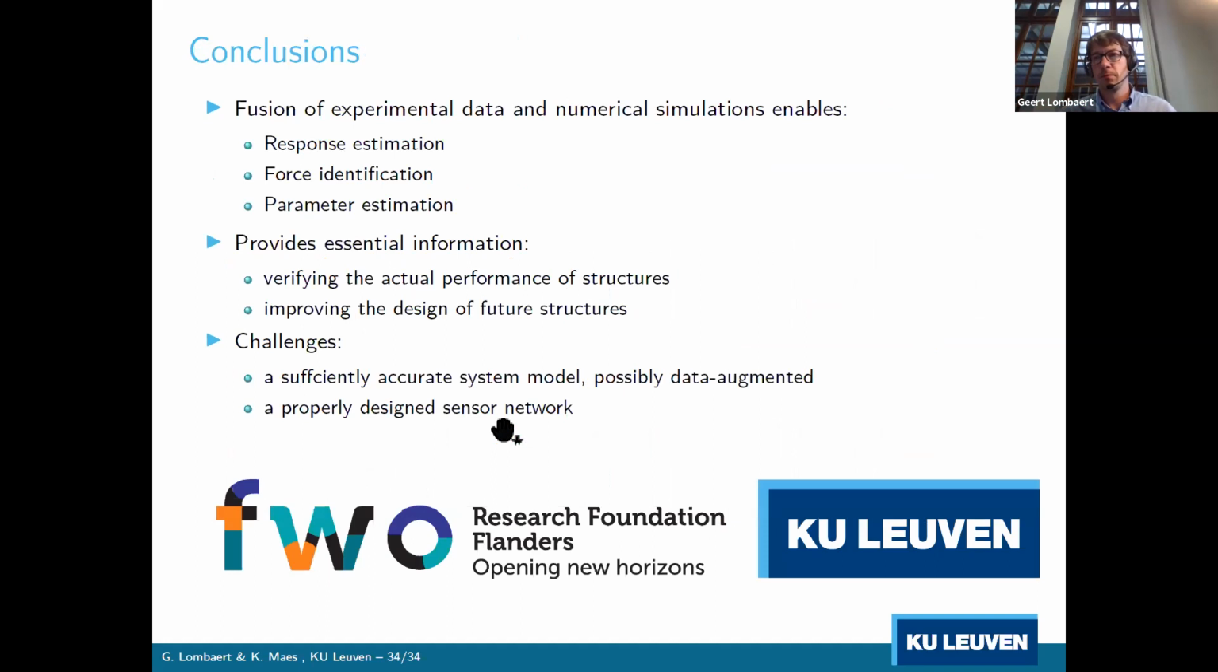So with this, well, I'm ready to conclude. With these examples, I hope I've convinced you, or I've demonstrated the potential of these kinds of estimation algorithms for the various types of estimations: response or virtual sensing, force identification, parameter estimation. I think it provides very useful information to verify the actual performance of structures, and in this way also providing important feedback for the design of new structures.